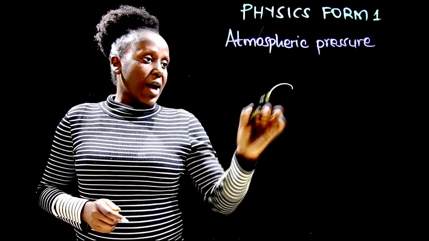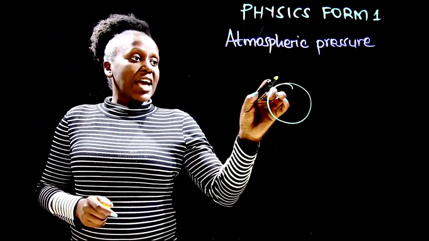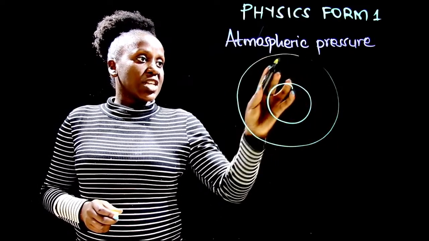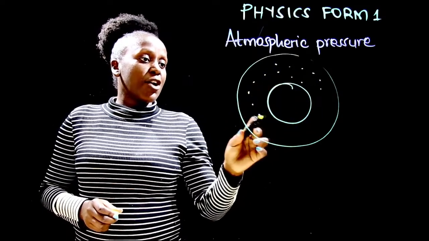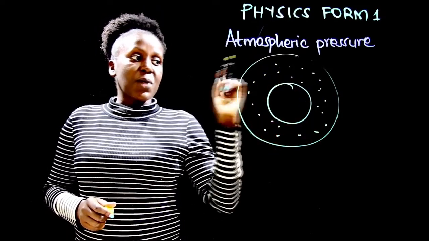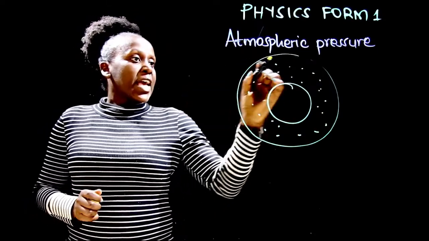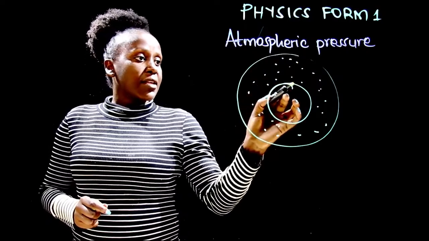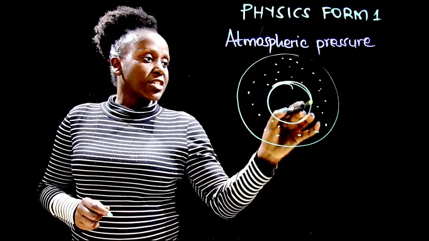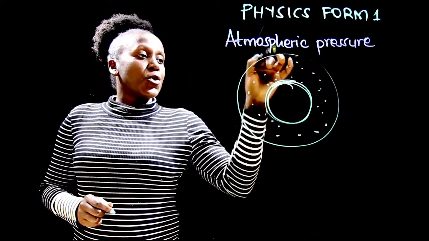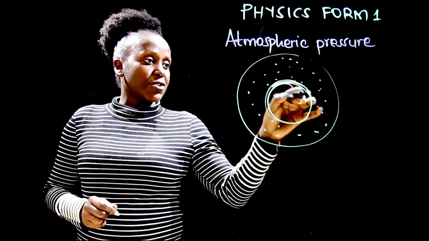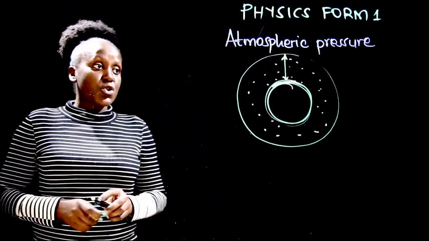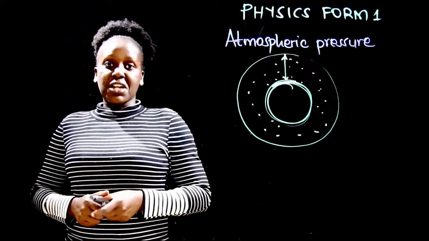So let us assume this is our earth, okay? Above the earth, we have the atmosphere. In the atmosphere, we have air. Now this air has its own weight, and the weight of the air is exerting a pressure on the surface of the earth. So the pressure exerted on the surface of the earth due to the weight of the air column above it is what we refer to as atmospheric pressure.